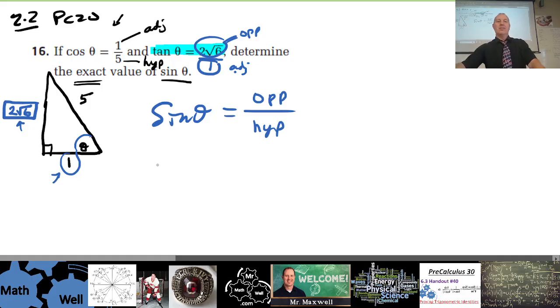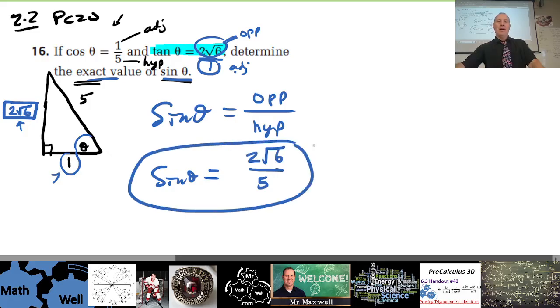Okay, so what is now the exact value of sine of theta? So sine of theta equals what? 2 root 6 over 5. Boom! Done deal.